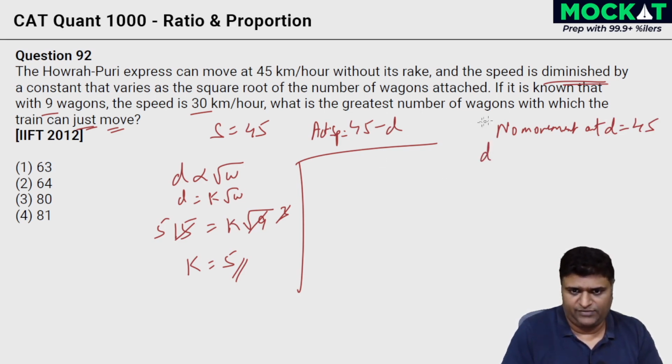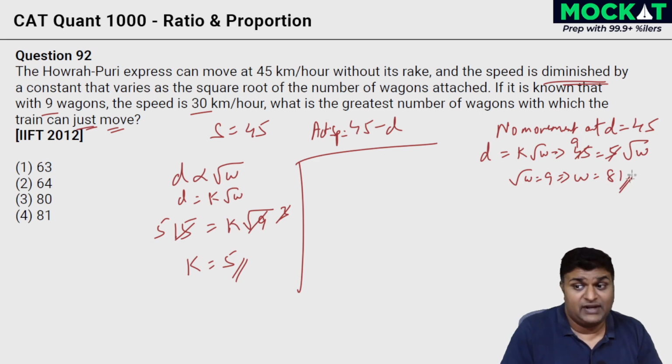D equals K root W. D is 45, equals K, which I know is 5, root W. You can divide over here, you get 9. So root W equals 9 and W equals 81. So if there are 81 wagons, the train is not going to move. If the train should just be able to move, 81 wagons is too much, reduce one of them. Remove one of the wagons, the train will just about be able to move. Option 3 becomes the answer.